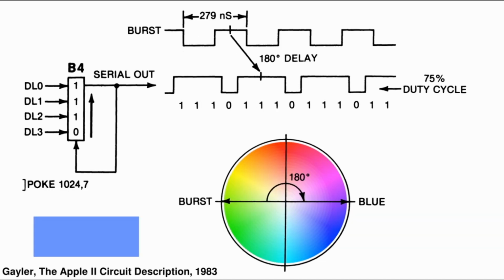Light blue is low-res color 7, which in binary is three 1s. Moreover, the central 1 is in the same place as the lone 1 in color 2, so the TV interprets this color as having the same hue as dark blue. However, this waveform's duty cycle is 75% rather than 25%, so the luminance is higher and the color appears lighter.